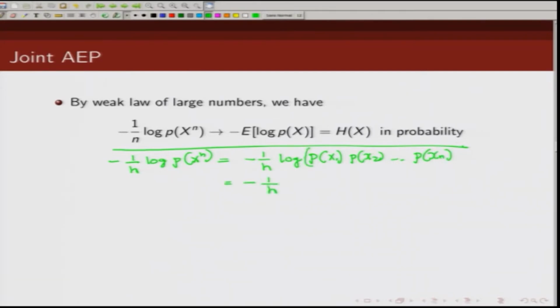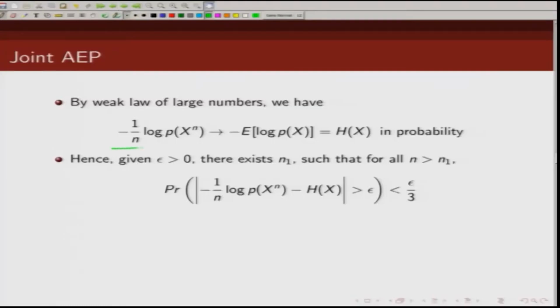Now this can be written as minus 1 by n times the log of a product, which can be written as a sum of log terms. So this can be written as the summation of log of p(xi), where i is 1 to n. I can write it like this, and this is the expected value of minus log of p(x), and this converges in probability. This follows from the weak law of large numbers.